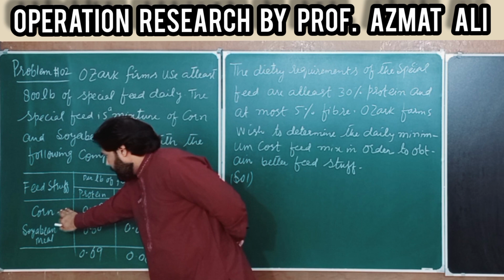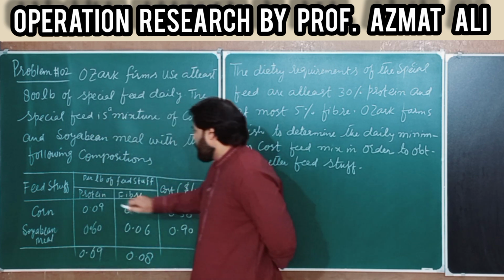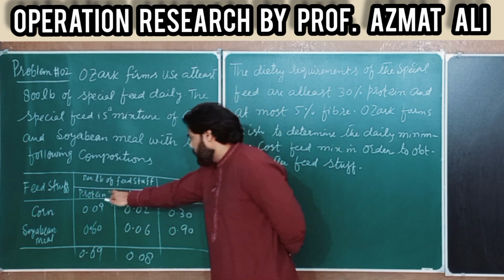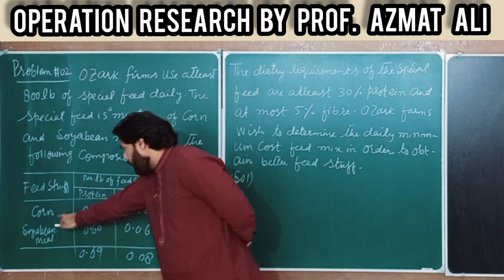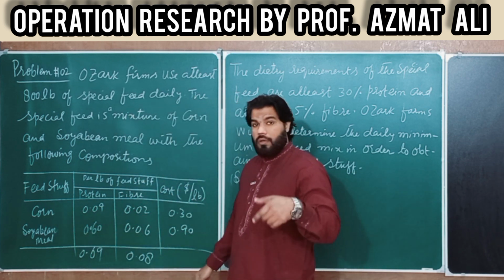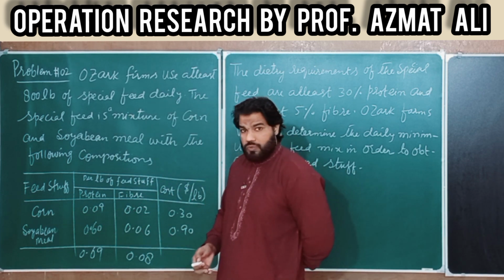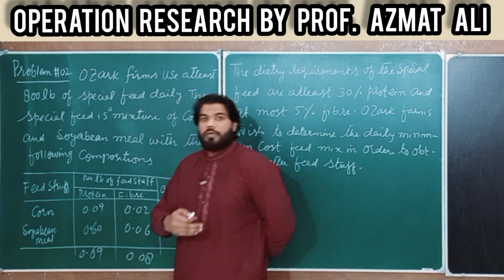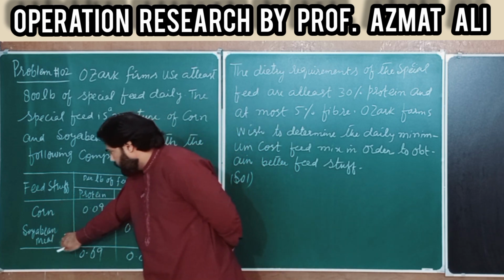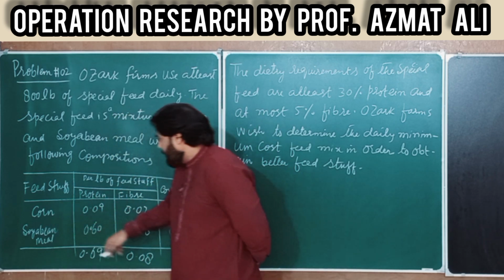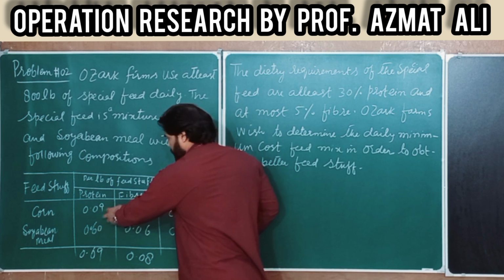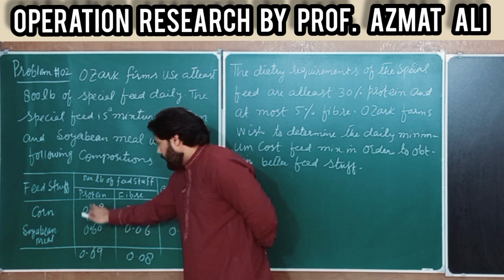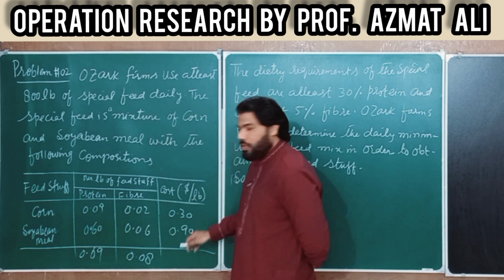Our feedstuff contain corn and soybean meal. Per pound of feedstuff contain protein and fiber. Corn contain, here in the previous question instead of corn and soybean meal we are using food x and food y. So corn contain protein and fiber. In the similar way, the second food, that is soybean meal, contain protein and fiber.